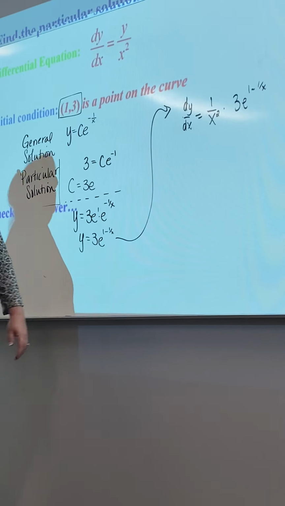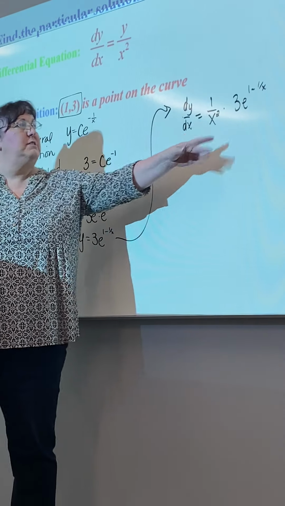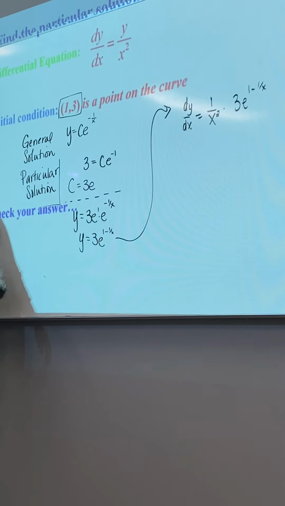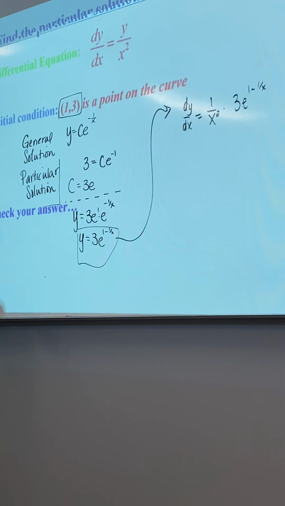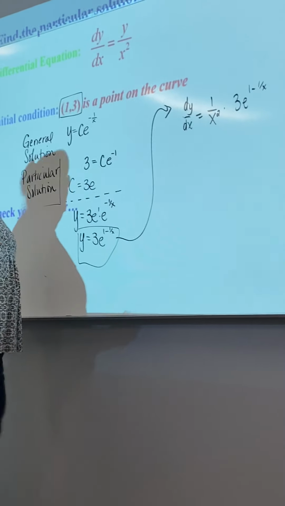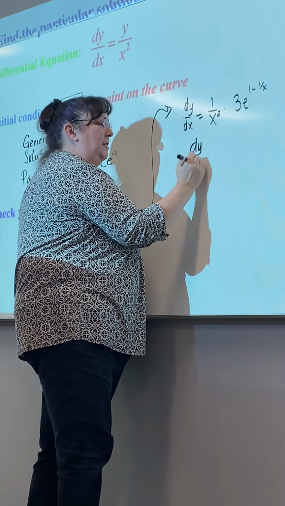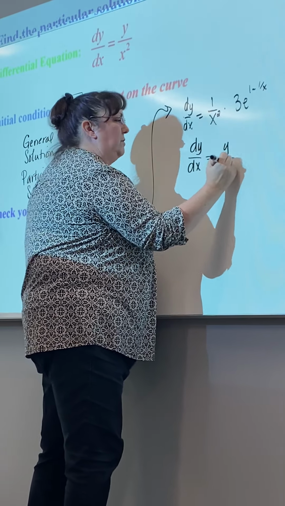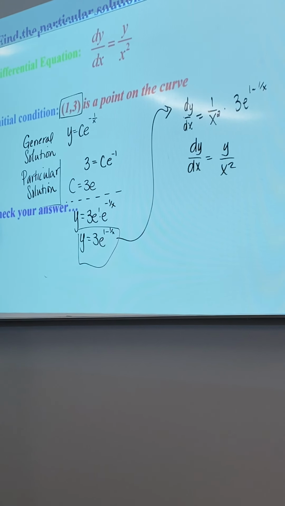All I'm trying to do is to show that this is this. We don't have even a y in our problem. But don't we know that y is equal to 3e to the 1 over x minus 1? You substitute y back in, and I get dy/dx equals y over x squared. Back to where I started. We don't even have a y.